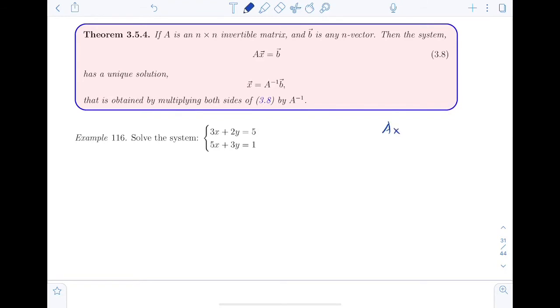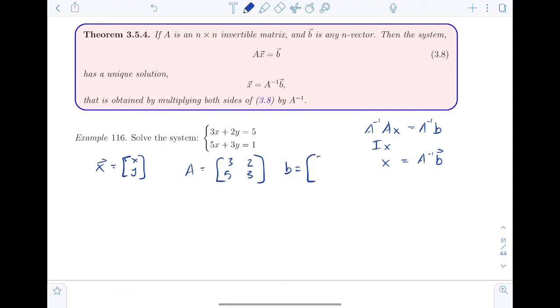You just take AX equals B and you multiply both sides by A inverse, right? I started with A was invertible, so that's possible. Then I got IX over here, which is just X, and over here I have A inverse B, right? So it's that simple. So we can actually use this to solve systems. So this system looks like, if we let X be the vector X, Y, then A is the matrix 3, 2, 5, 3, and B is the column 5, 1.